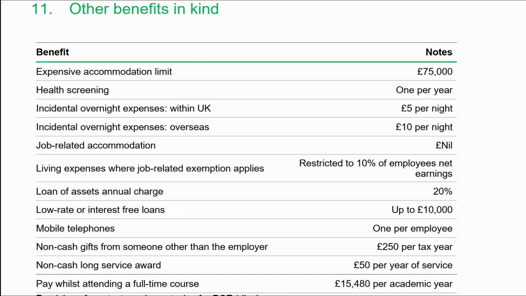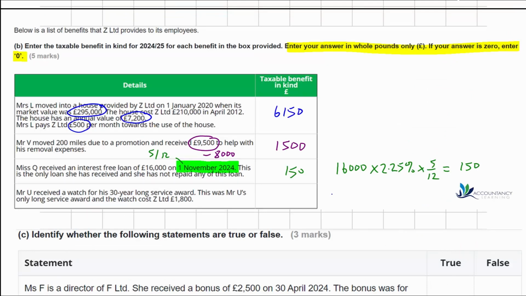Here, section 11 of the reference materials again, and we're looking for long service awards. And we can see there towards the bottom of the screen, long service award for a non-cash one like this. It's a watch, and they get a tax-free allowance of £50 per year of service. So the taxable benefit is going to be the £1,800 value of the watch, but we can deduct £50 for every year of service, and we see there that the person worked for 30 years, so we deduct 1,500, and that gives us a taxable benefit of £300.